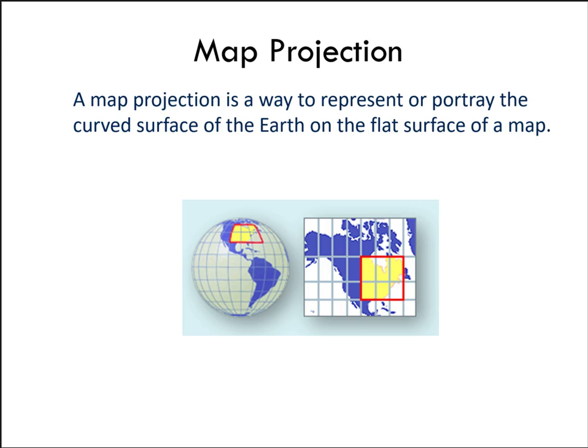So there are two kinds of map projection properties, equivalence and conformality. Equivalence is going to preserve the area of the features, while conformal preserves the shape. No map can be both equivalent and conformal. So it's going to be the map maker's task to decide which is more important.